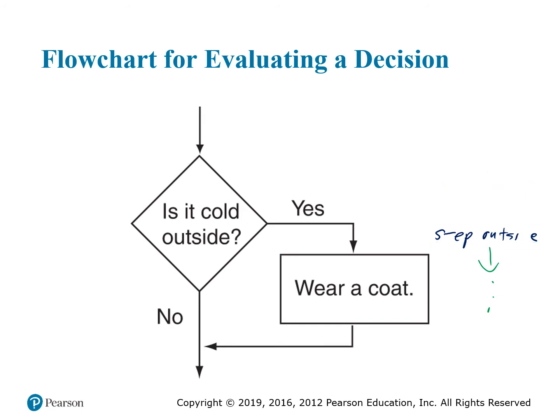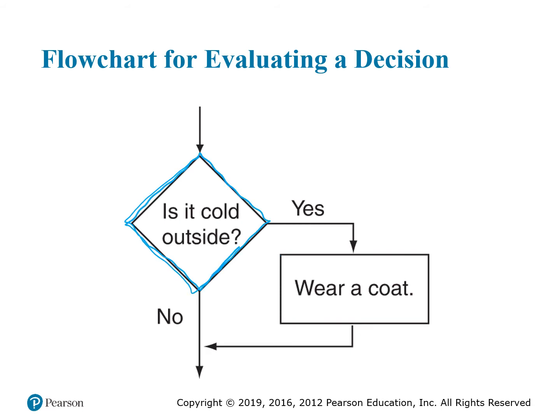But what if we only want to wear a coat when it's cold outside? What if we live in a place like Houston where it's almost never cold outside? Well, now we need a new flowchart symbol, and that flowchart symbol is the diamond.